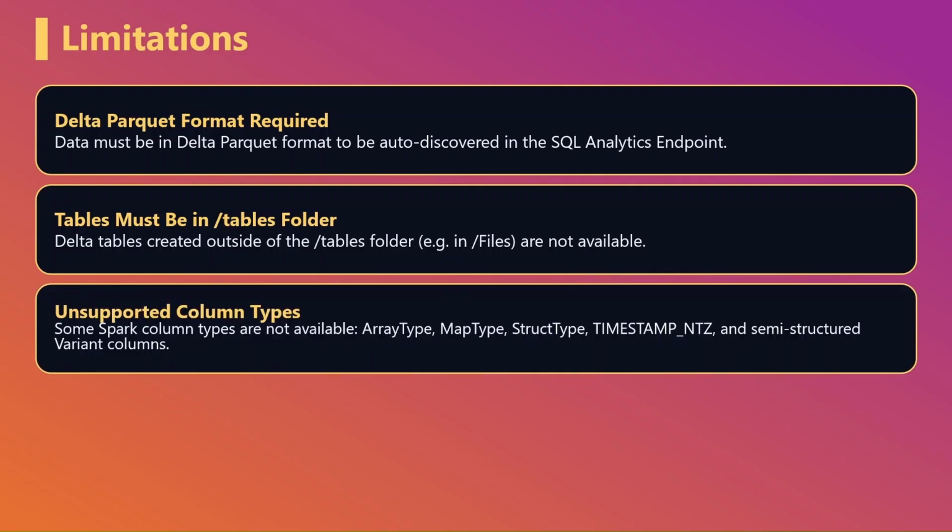Now there are some unsupported column types, as is quite obvious in Lakehouse. There are some Spark column types like array type, map type, struct type, timestamp NTZ, and semi-structured variant columns that are not supported in the SQL Analytics endpoint. So whenever any delta table is created in the SQL Analytics endpoint, always check the data types. That's my suggestion to you, because you might notice a change or that some of the columns are not supported, as I mentioned here.